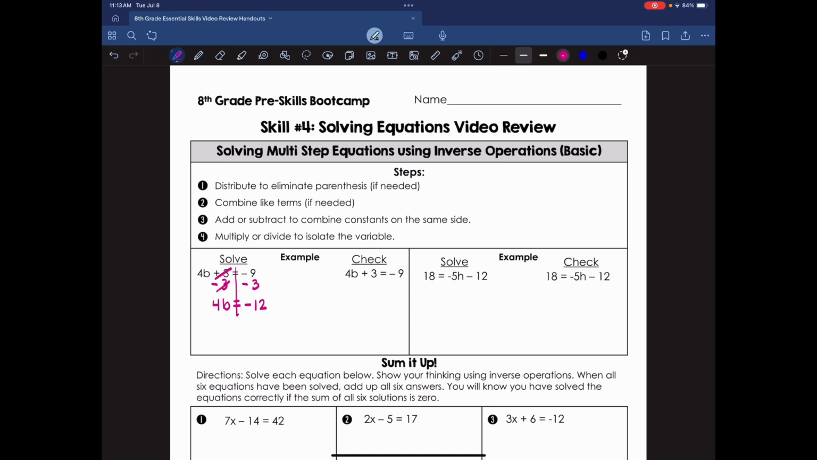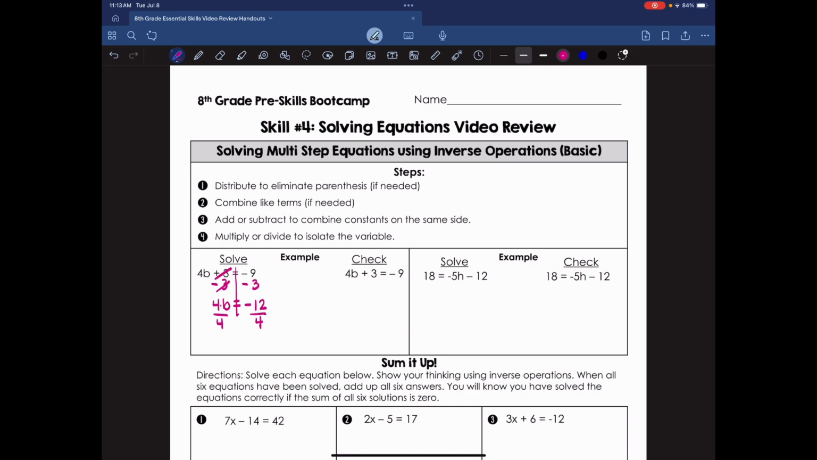So we've done step 3 here. We've added or subtracted to combine those constants. And now we're going to multiply or divide to isolate the variable. So again, it's an inverse operation. That's how you know if you're multiplying or dividing. Because I see multiplication, this 4 times b, I could put a little dot there if I wanted to show that multiplication. I'm going to undo my multiplication by dividing. And I always divide by the number that's in front of my variable. So I'm going to divide both sides by 4.